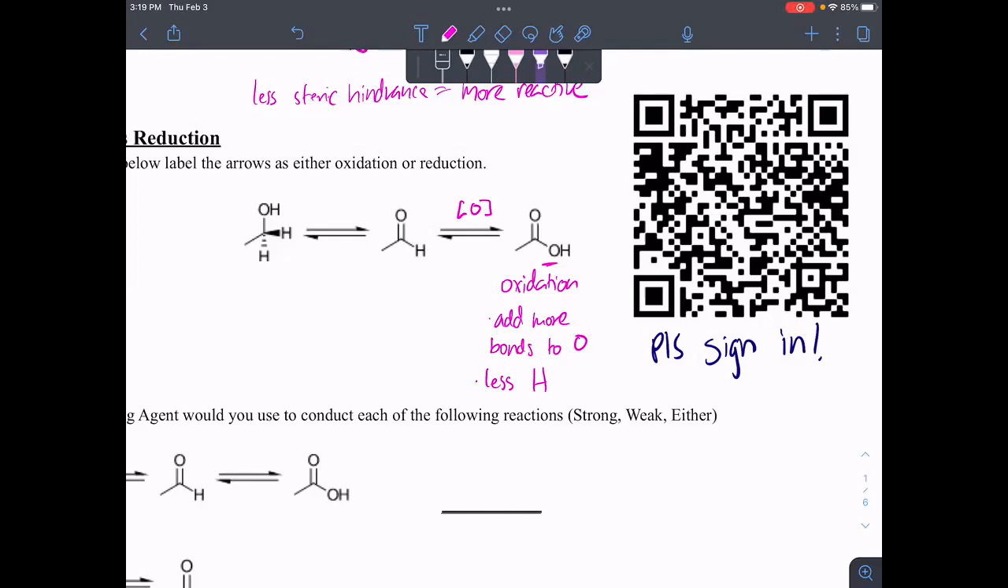And then what about going towards the left? What's going on there? Gaining hydrogen. Yeah, we're losing bonds to oxygen and increasing our number of hydrogens. So that's going to be reduction.